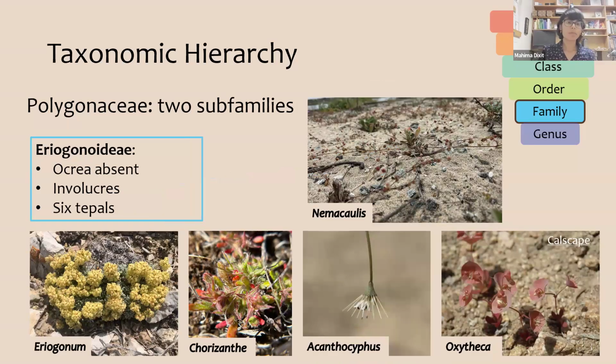Some examples of genera in this subfamily include, of course, our Eriogonum, but also Chorizanthe, the spineflowers, Nemacaulis, which are found on sand dunes, Acanthoscyphus, and Oxytheca.